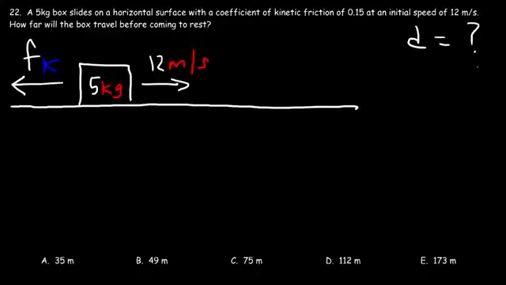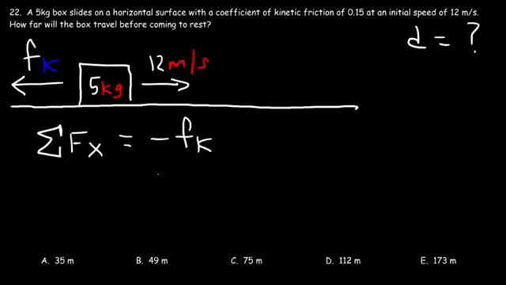Well, first we need to calculate the acceleration. So we need to calculate the net force in the x direction. The only force in the x direction is the frictional force, and it's pointed in the negative x direction. So the net force is negative Fk. And based on Newton's second law of motion, net force is mass times acceleration. Now Fk, we can replace that with mu k times the normal force.